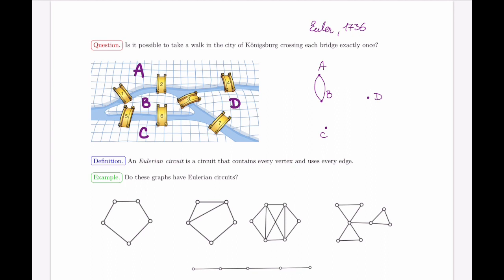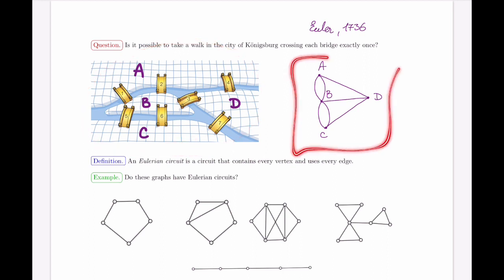And continuing in this manner, I can see that B and C are connected by 2 different bridges, labeled 5 and 6 in my picture here. B is connected to D by a bridge, C is connected to D by a bridge, and A is connected to D by a bridge. And so my picture here actually corresponds to this graph.